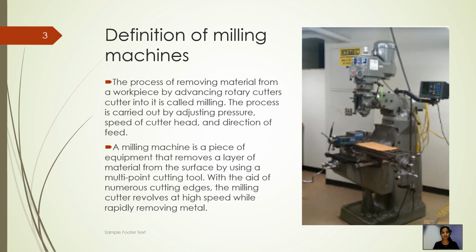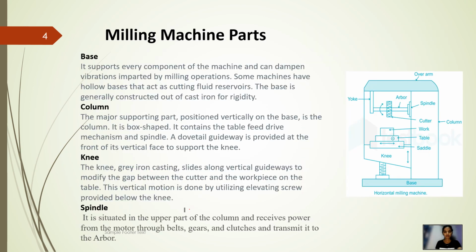The process of removing material from a workpiece by advancing a rotary cutter into it is called milling. The process is carried out by adjusting pressure, speed of cutter head, and direction of feed. A milling machine is a piece of equipment that removes a layer of material from the surface by using a multi-point cutting tool. With the aid of numerous cutting edges, the milling cutter revolves at high speeds while rapidly removing metal. We'll discuss parts of milling machine.